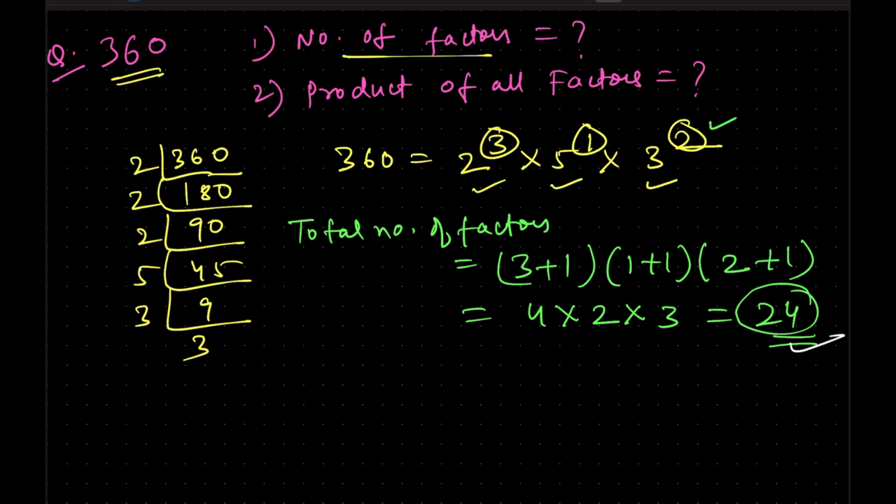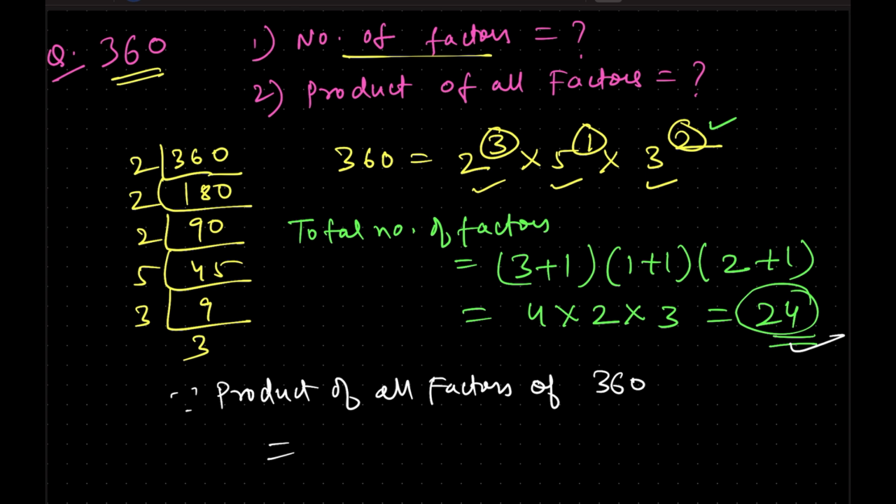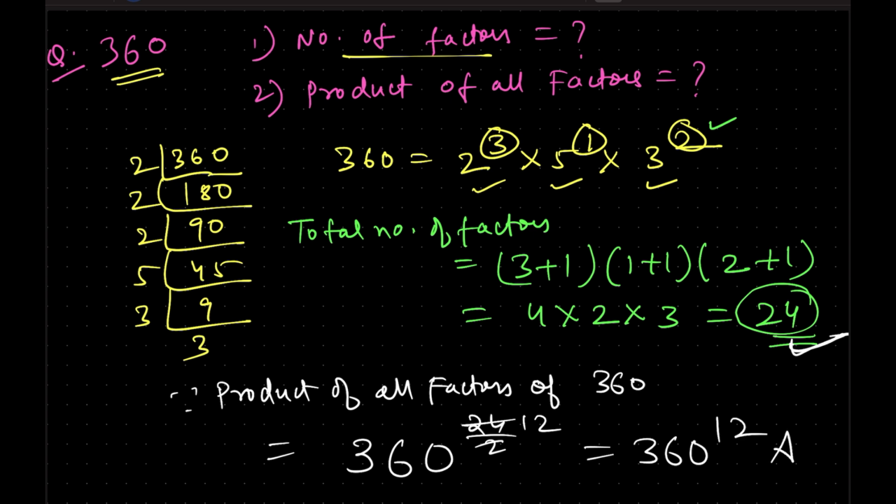So what will be the product of these factors? Product of all factors of 360. You know that we will again find the pairs. Our formula was the number itself, 360, to the power of the total number of factors divided by 2. We know that there are 24 factors, so 24 divided by 2 is 12. 360 power 12 will be the answer.